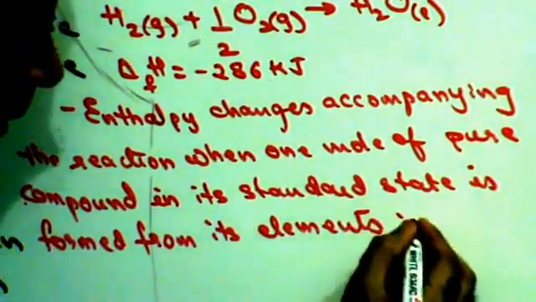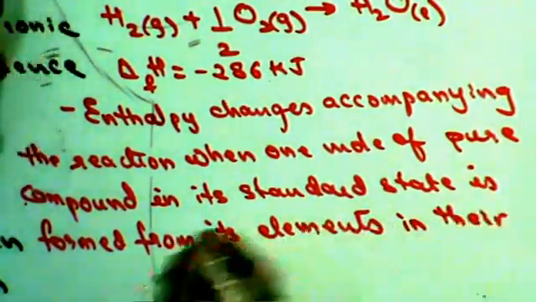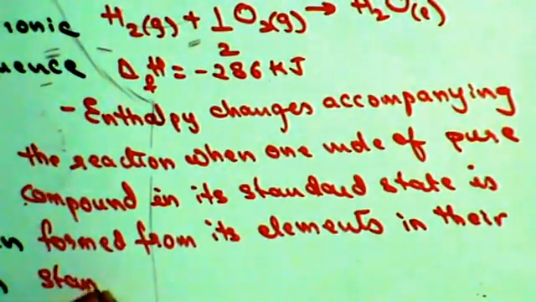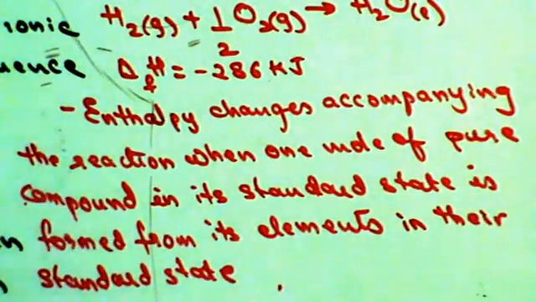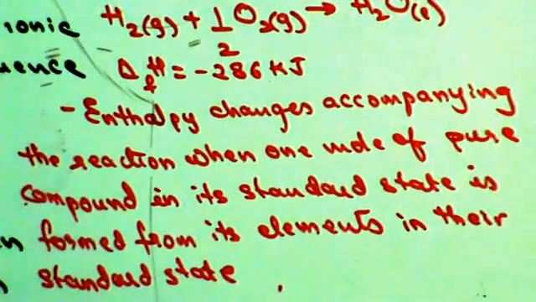In their standard state. That is called heat of formation or standard enthalpy of formation, right? The reason why we are doing this is because when we do Hess's law, you shouldn't be very confused as to suddenly what is this heat of formation and heat of combustion. You should exactly know what they mean, right?